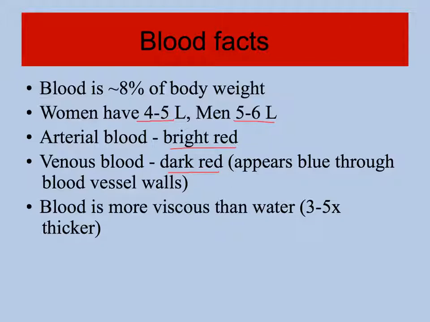skin. But you know from giving blood, if you've ever had to have a blood test drawn for anything, they're taking out venous blood. They're not taking out arterial blood, and you know that's not blue blood in the test tube. It's just a dark red. Blood is thicker than water, if you've ever heard that expression. It's more viscous than water, about 3 to 5 times thicker.